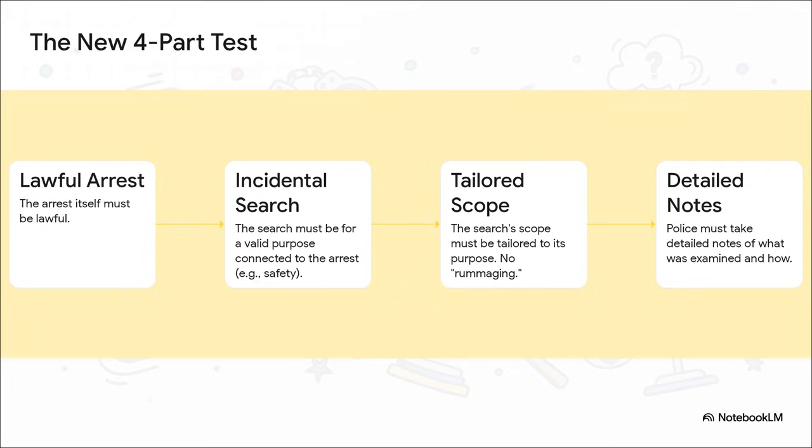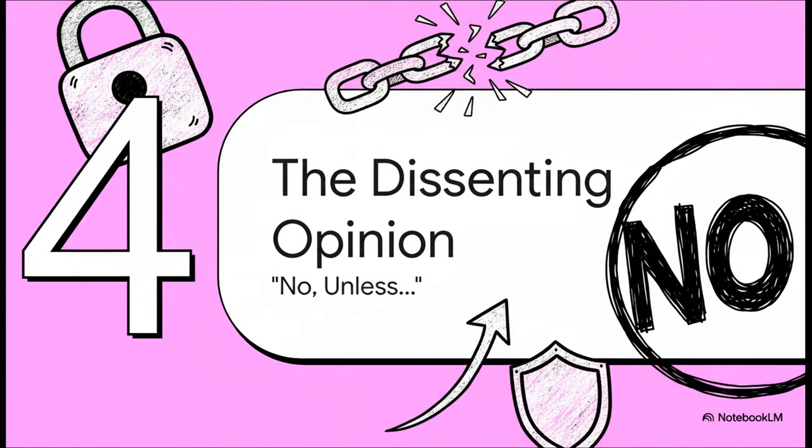First off, the arrest itself has to be legal. Can't have an illegal arrest leading to a search. Second, the search has to be directly connected to why the person was arrested, like preserving evidence for that crime. Third, and this is a big one, it can't be a fishing expedition. They can't just rummage through everything. It has to be targeted. And finally, the police have to take detailed notes on exactly what they searched and why, so a judge can review their actions later. But, like I said, it wasn't a unanimous decision. Not at all.